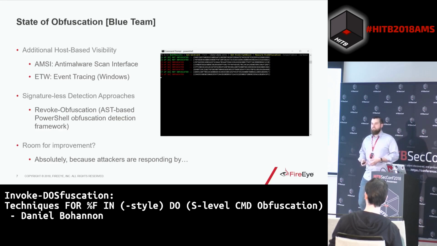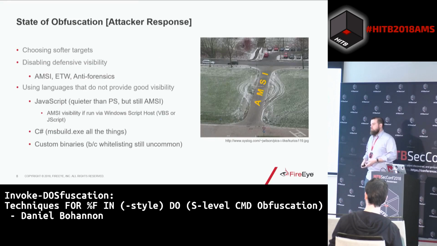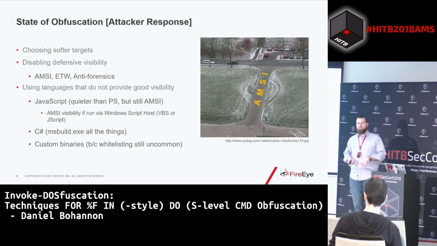They see these improvements and they say, okay, well, maybe we'll just choose softer targets that aren't taking advantage of this additional visibility. Maybe we'll just disable that visibility. You look at any kind of off-the-shelf Empire downloader now, and it starts with AMSI and script block logging disablement and all this kind of stuff. Most people run that without knowing what it is, and it doesn't matter in most contexts because very few people even have that enabled in PowerShell on their endpoints anyway. But attackers could also just shift their tradecraft to languages that don't provide this additional level of visibility.